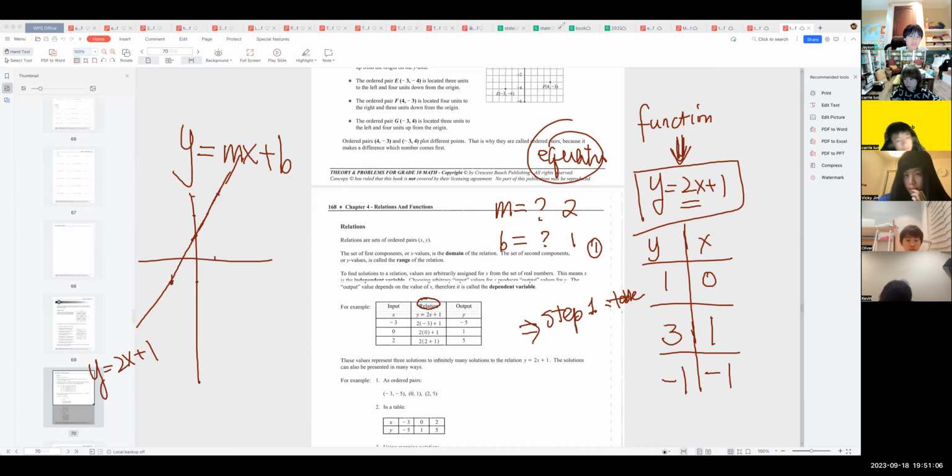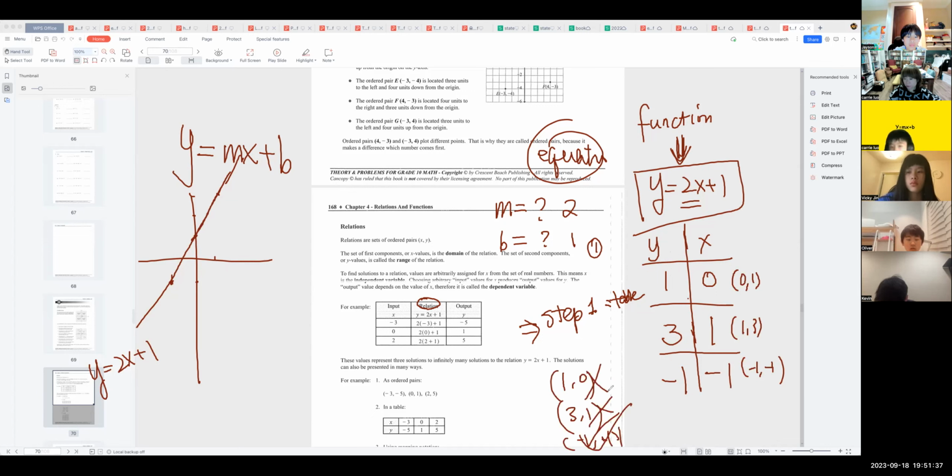Okay, understand? So this is a function, and this is a graph. We have made 3 ordered pairs. Vicky, I want you to do this one as well: (0, 1), (1, 3), and (-1, -1). I just want you to make sure of the order, because y is in front of it. Some students write (1, 0), (3, 1), (-1, -1), and only one of those is right, the others are wrong. The one behind is the value of x. The first one is the value of y.